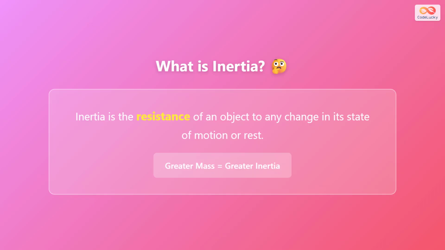An important fact to remember is that greater mass equals greater inertia. This means heavier objects have more resistance to changes in motion than lighter objects. For example, it's much harder to push a car than to push a bicycle because the car has more mass and therefore more inertia.